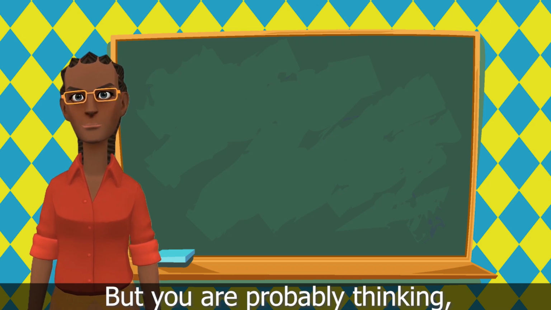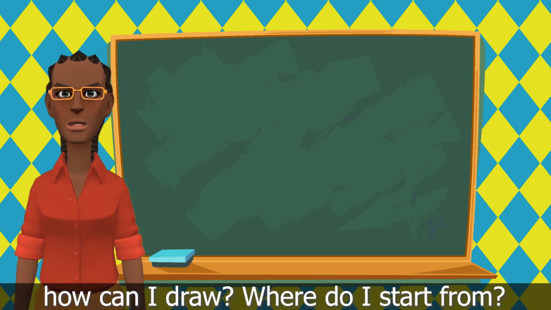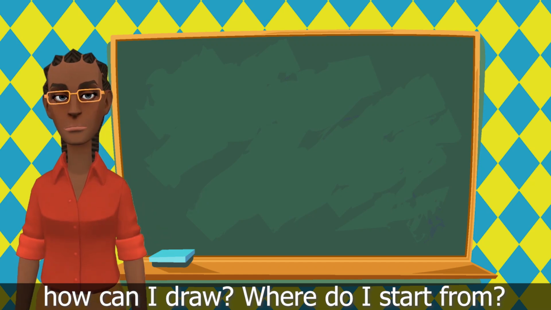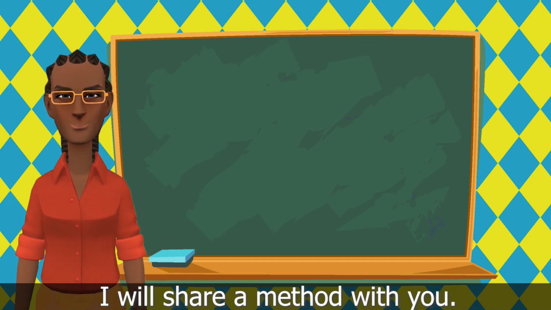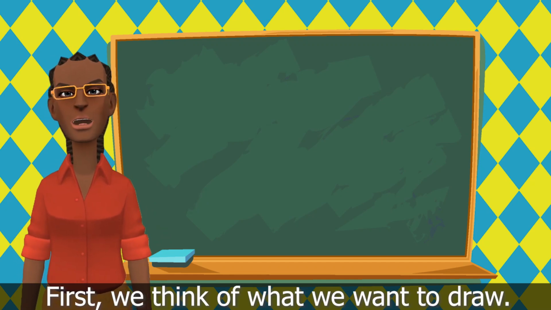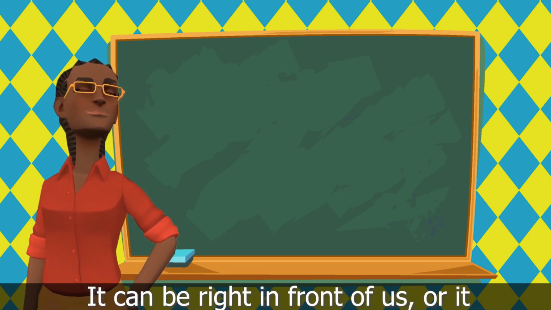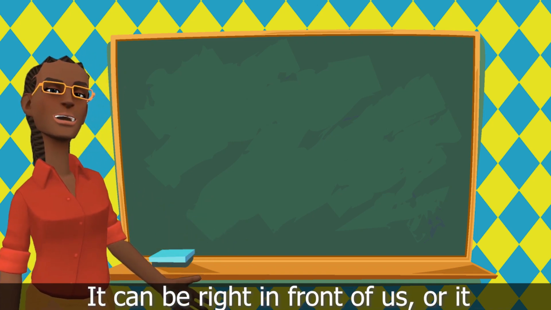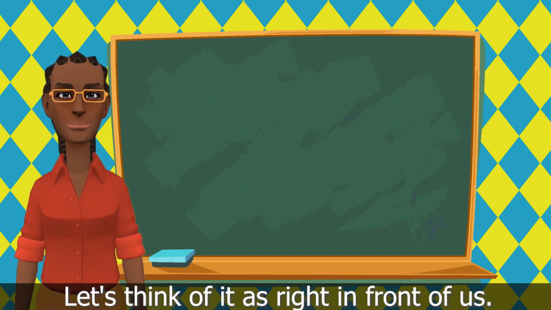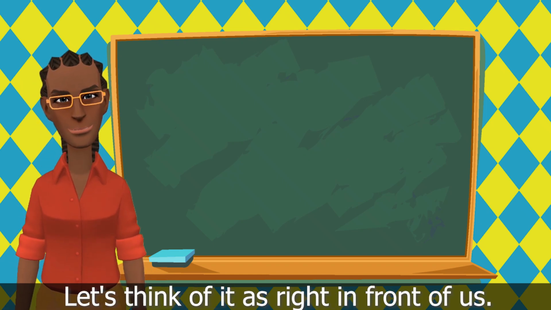Our books, cups, shoes, even our pets and friends. But you are probably thinking, how can I draw? Where do I start from? I will share a method with you. First, we think of what we want to draw. Oh, we have to see it clearly. It can be right in front of us, or it can be in our thoughts. Let's think of it as right in front of us.